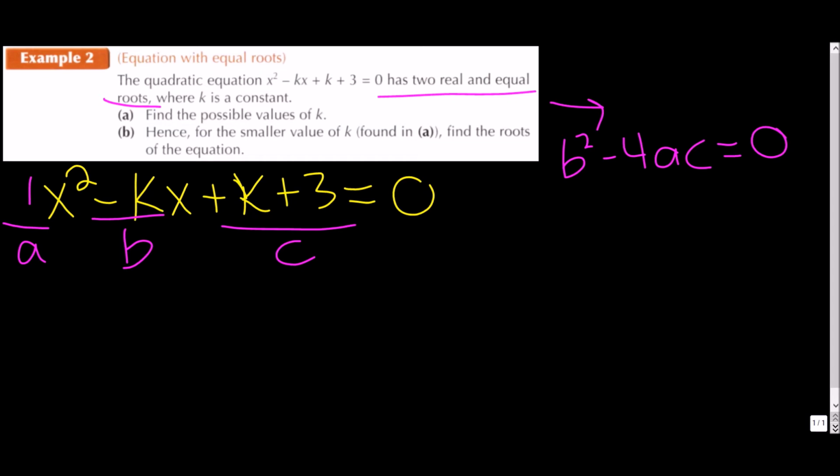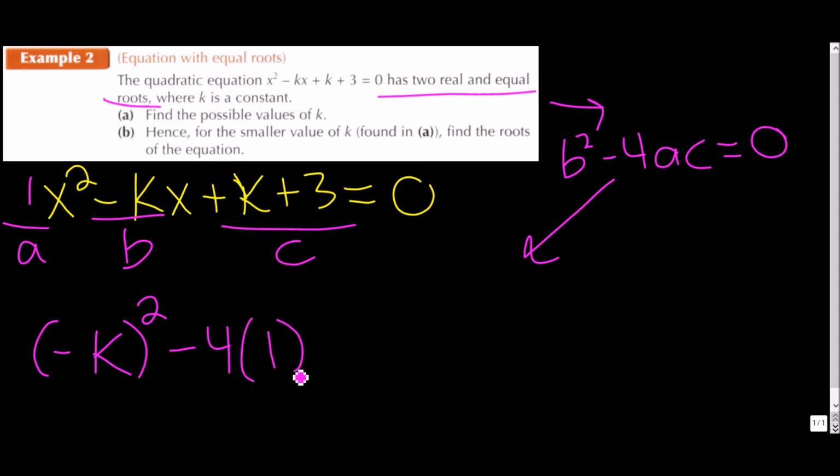But we can use this together to make everything make sense. Now, if we use our formula, we can start digging into this problem. If I know a, b, and c, and I know that b squared minus 4ac equals 0, let's start plugging some stuff in. So negative k, squared, minus 4 times 1, which is a, times c, which is k plus 3, equals 0. That is a true statement. Very cool, huh? Now I need to simplify this. I want to know the values of k.